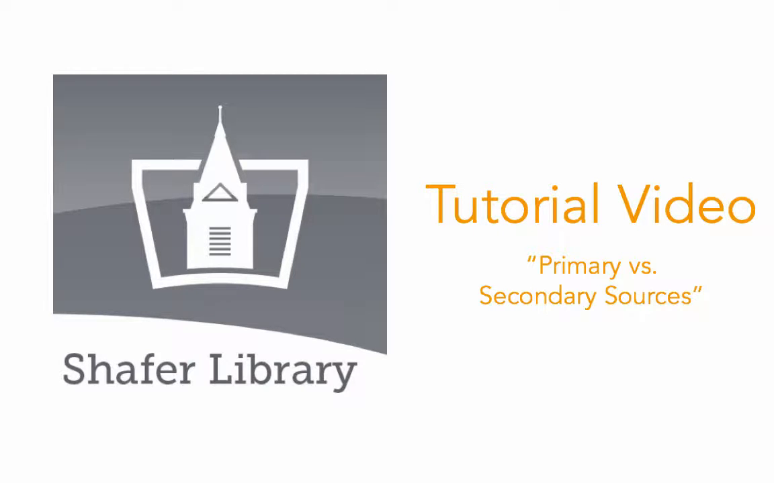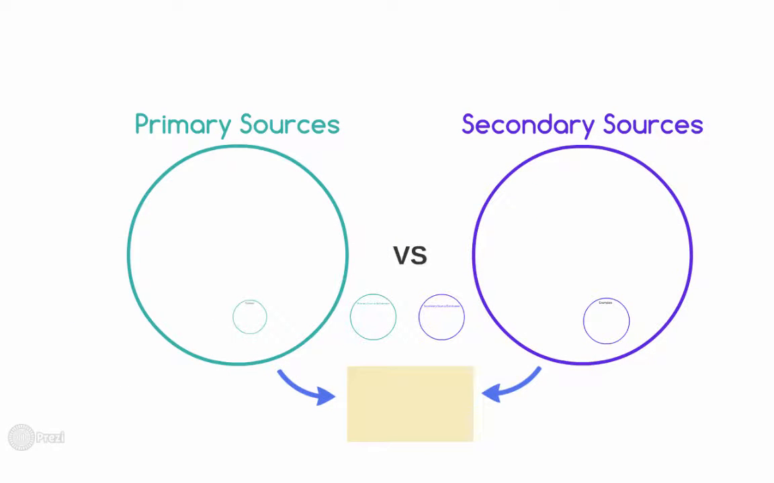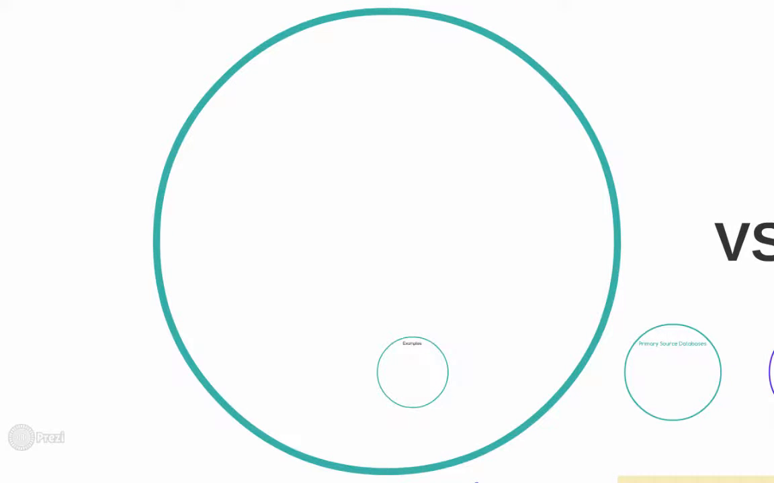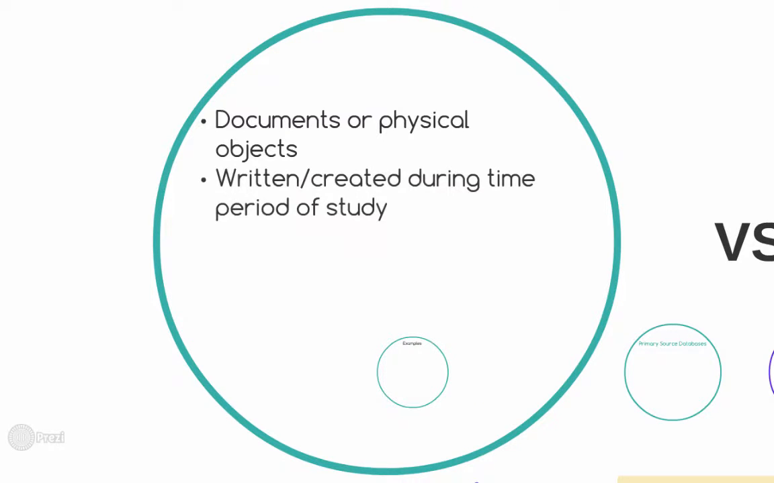Hello! In this tutorial, we will teach you the difference between primary and secondary sources. Let's begin with defining primary sources. Primary sources are documents or physical objects that were written or created during the time period that you are studying. They are contemporary accounts that offer an inside look at a specific point in history.